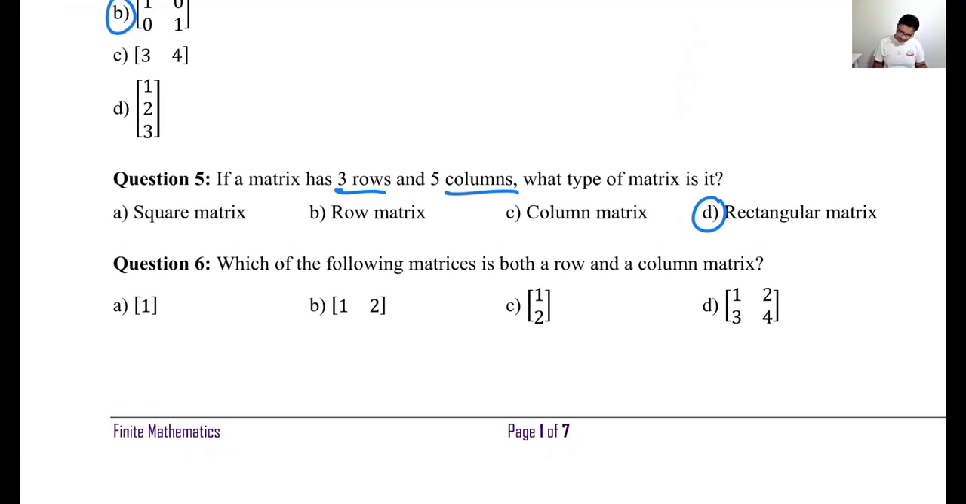And which of the following is both a row and column matrix? That's an interesting one, right? If you think about it, there can only be one dimension that fits that definition. Because the moment you have two columns, it cannot be a column matrix. If you have two rows, it cannot be a row matrix. So one row, one column, that is a 1 by 1 matrix.